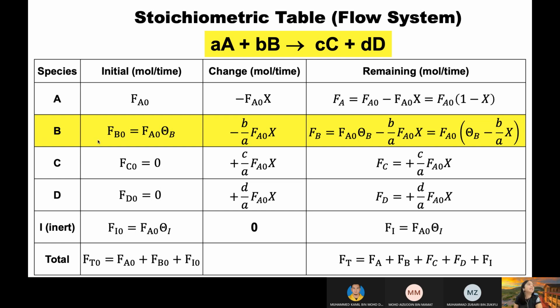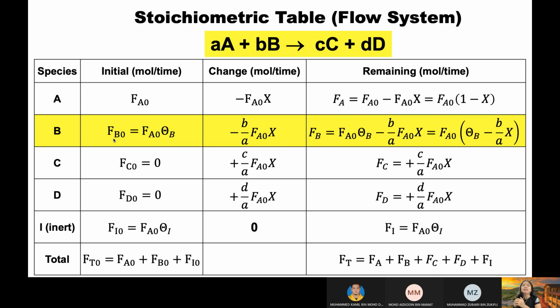Okay, now in this example, B is a reactant. So maksudnya logically, initially, B akan ada molar flow rate dia. Sebab B tu raw material kita kan, sebelum tindak balas berlaku, B dah kena ada dalam reaktor. So means Fb0 tu akan ada nilai. So kita nak tahu berapa banyak molar flow rate B yang masuk. Kalau tadi A 10, what about B? How much is the molar flow rate?